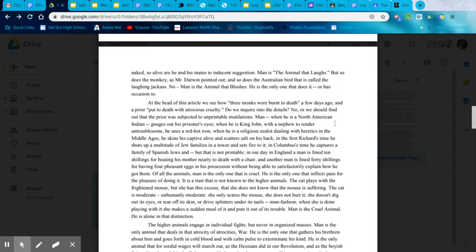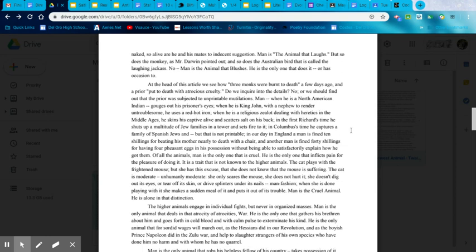When he is a religious zealot dealing with heretics in the Middle Ages, he skins his captives alive and scatters salt on his back. In the first Richard's time, he shuts up a multitude of Jews' families in a tower and sets fire to it. In Columbus's time, he captures a family of Spanish Jews, but that is not printable in our day in England. A man is fined 10 shillings for beating his mother nearly to death with a chair, and another man is fined 40 shillings for having 4 pheasant eggs in his possession without being able to satisfactorily explain how he got them. Of all the animals, man is the only one that is cruel.